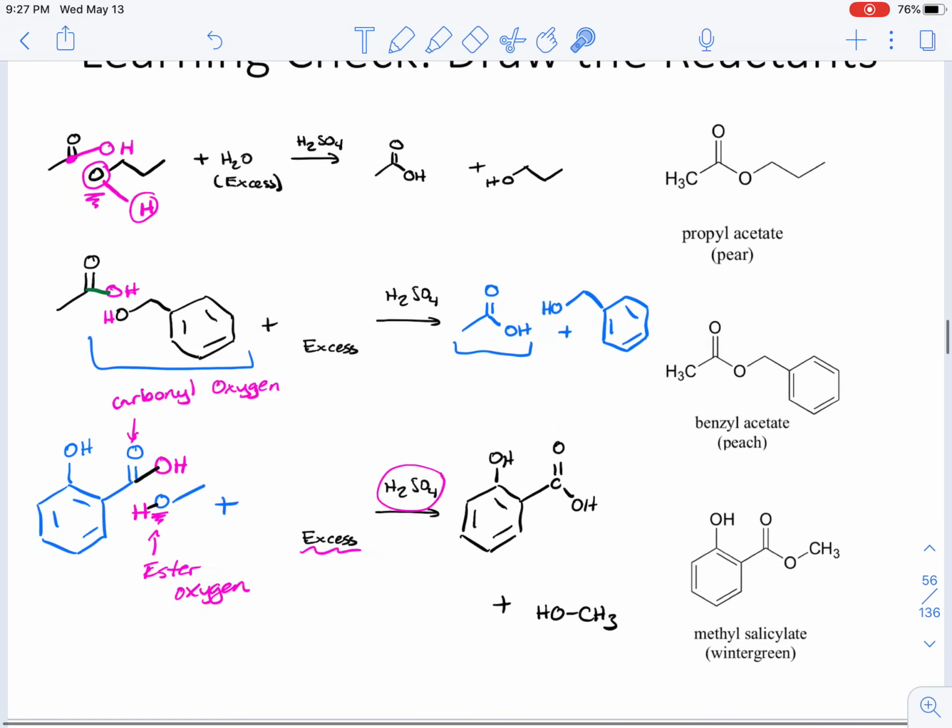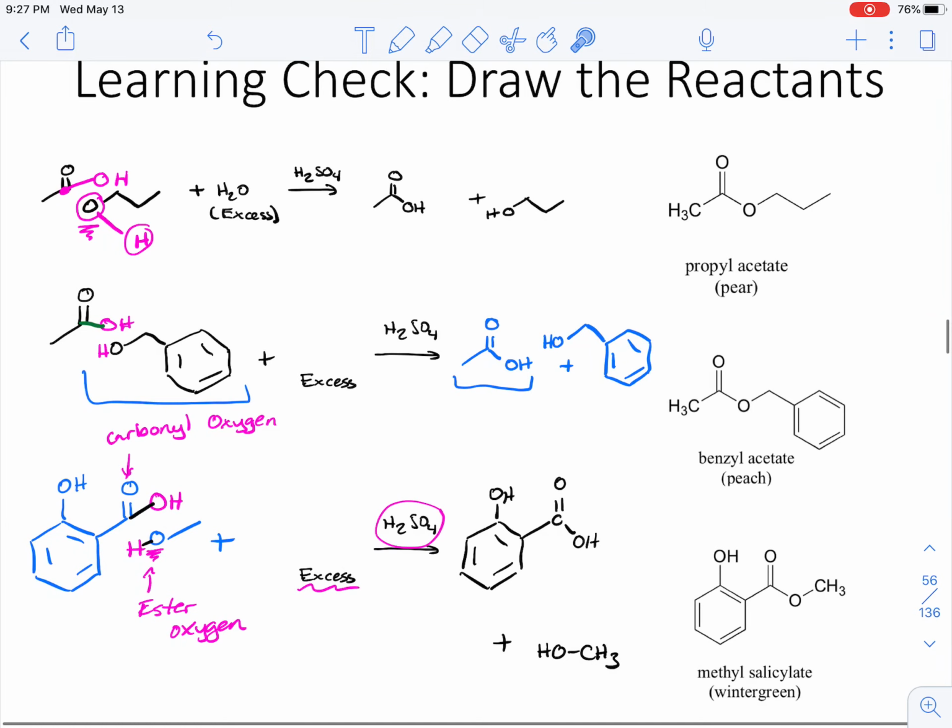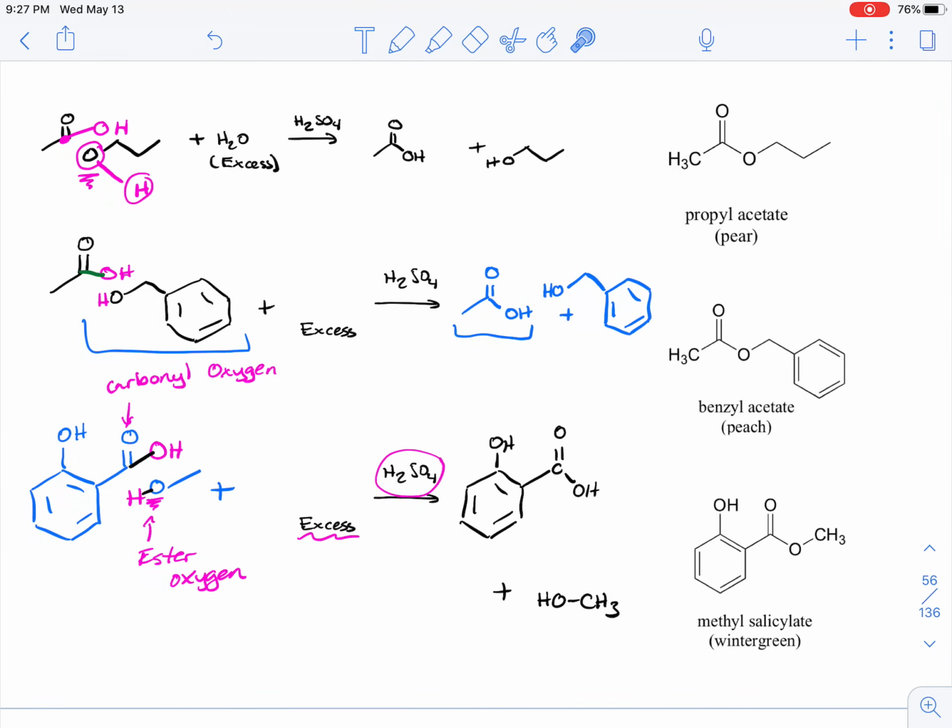All right, so that's pretty much it in terms of being able to predict products through acid hydrolysis. Just make sure that you guys are drawing the correct number of carbons and that you're always producing a carboxylic acid and an alcohol. In the next lecture video, we are going to learn how to name esters.